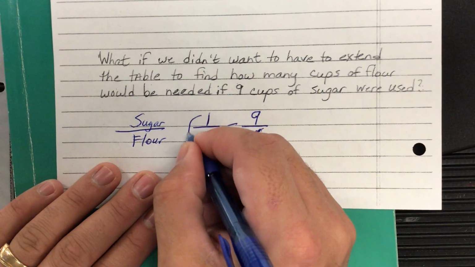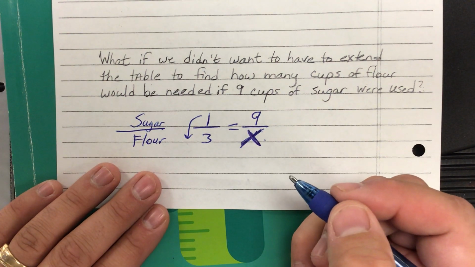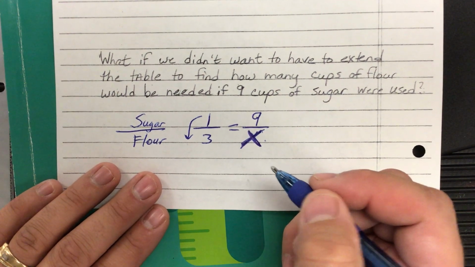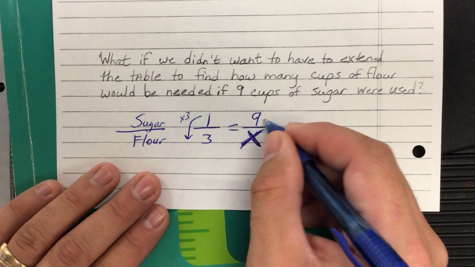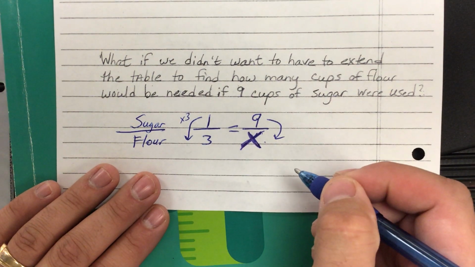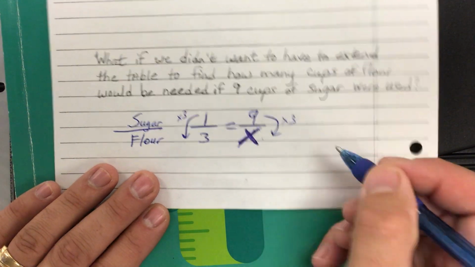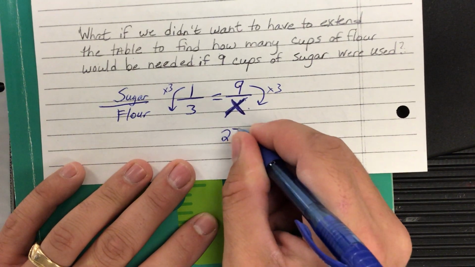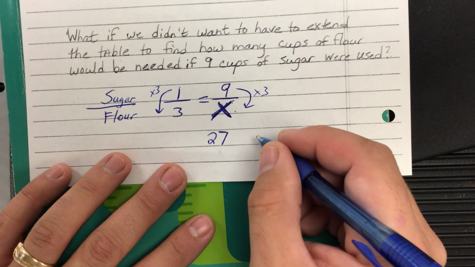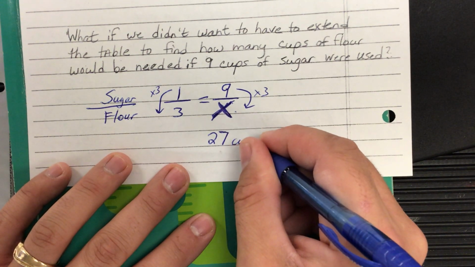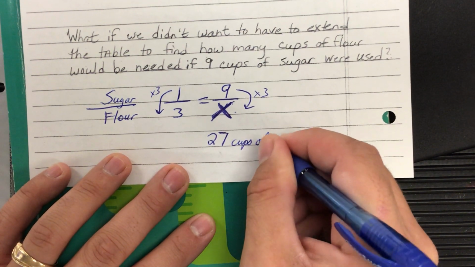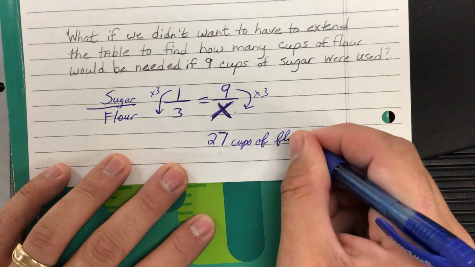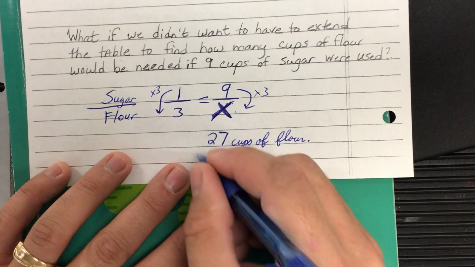Well, how do I get from 1 to 3? Remember? Times 3. So what do you think I got to do to the 9 to get my answer? Times it by 3. Which is? 27. Got a label? Flour. Sugar. 27 cups of flour.